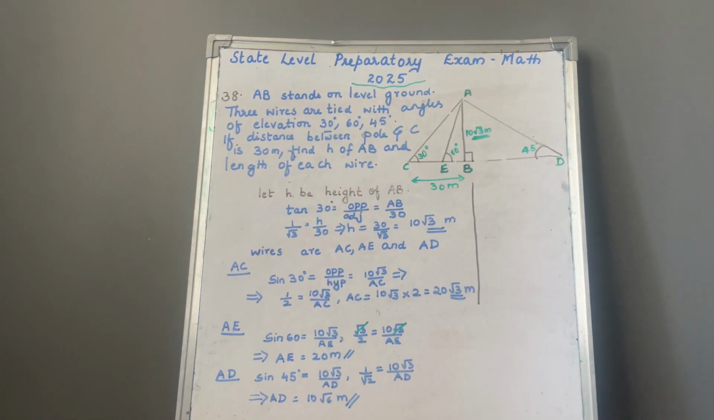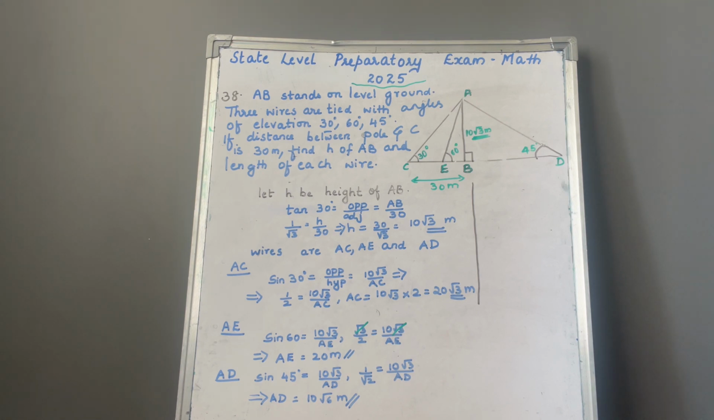We move on to the 38th question. The 38th question is from the trigonometry chapter and is for 5 marks. So you need to know the trigonometric ratios of special angles 30 degree, 60 degree, 45 degree, 90 degree, 0 degree. All the trigonometric ratios you should know.